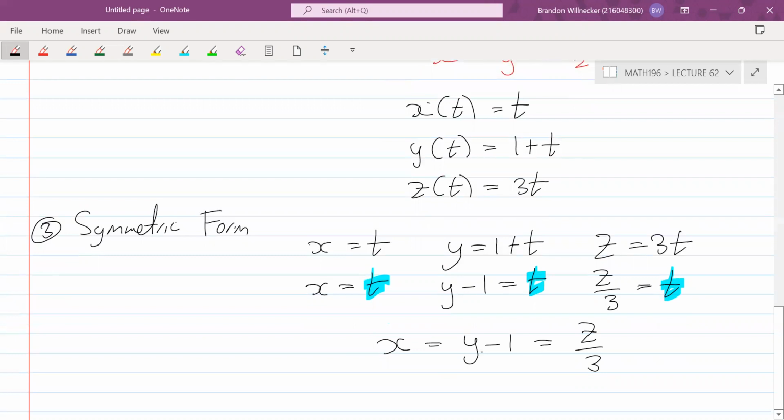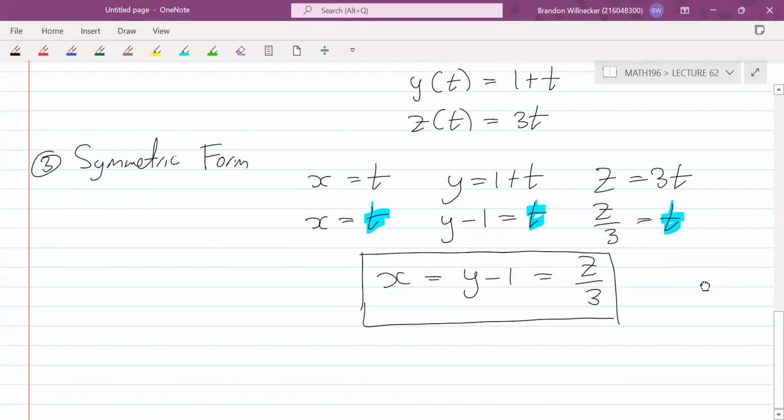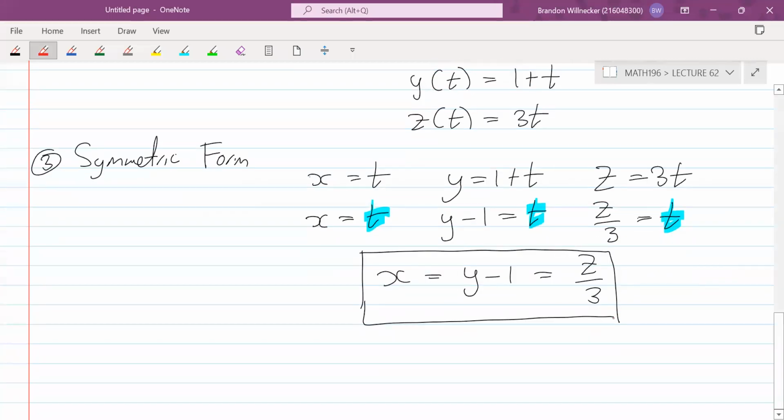Now it looks funny having two equal signs in the one equation, but that's just how we write it. You can just leave it like that, and just denote this.